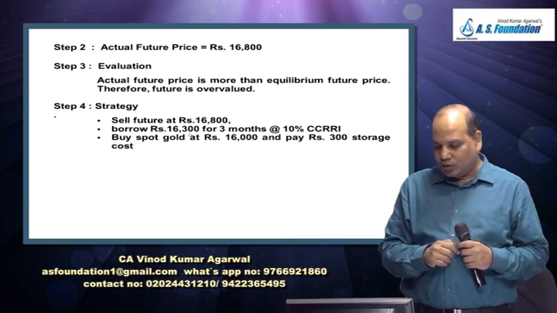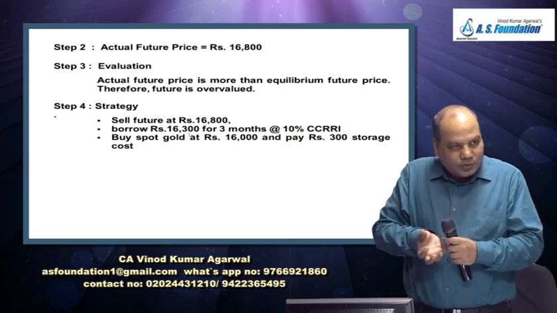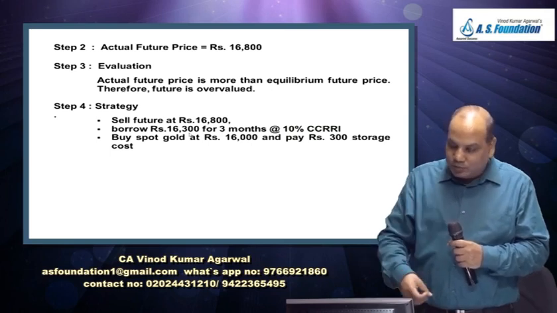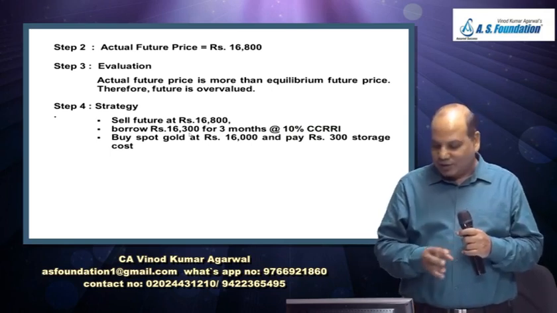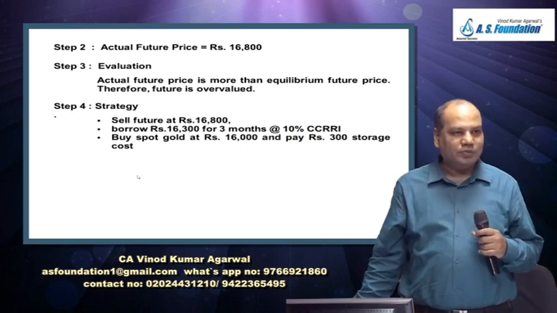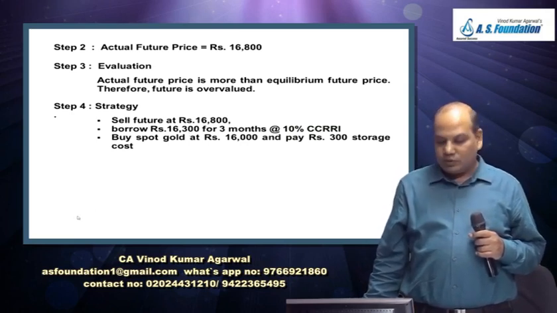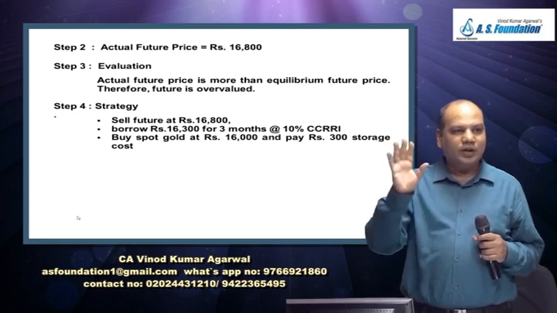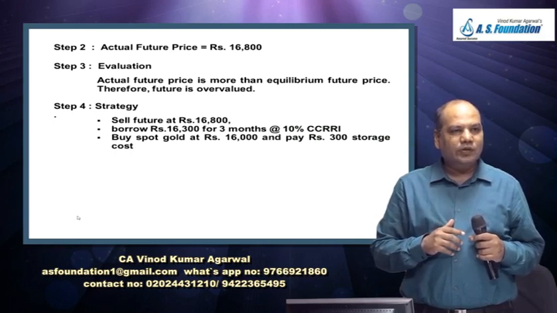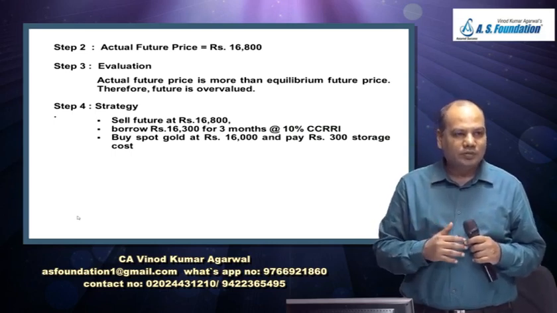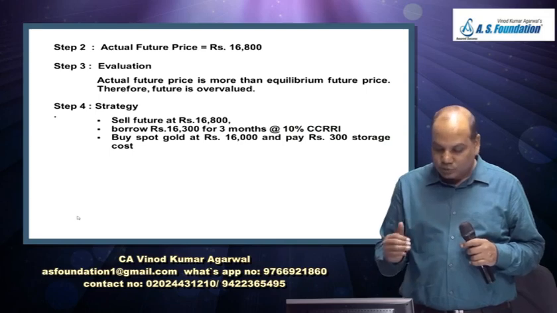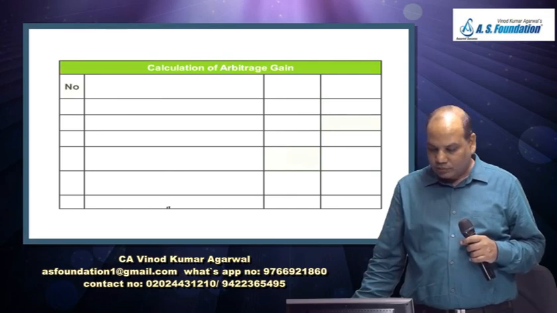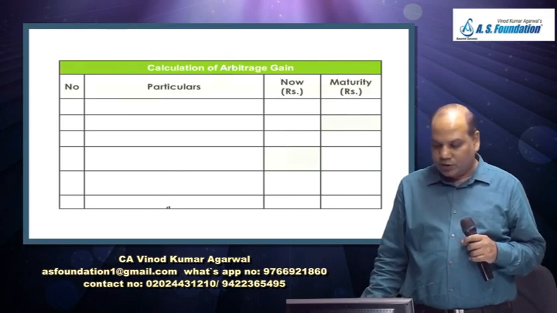Point number 3. Buy spot gold. You have 16,300 rupees from the bank. Don't put your own money. Borrow. Buy gold 16,000 and pay 300 rupees storage cost. Now my question is, we have to see whether on the expiry date will I suffer loss or will I have gain. We will have gain, but then I have to demonstrate. Okay, so now write down one more heading, calculation of arbitrage gain.